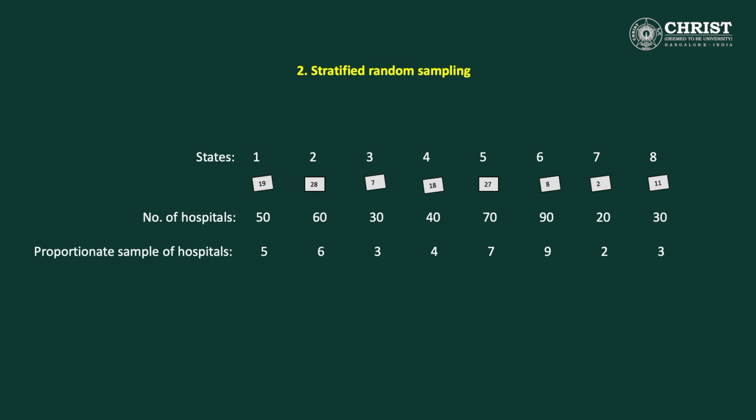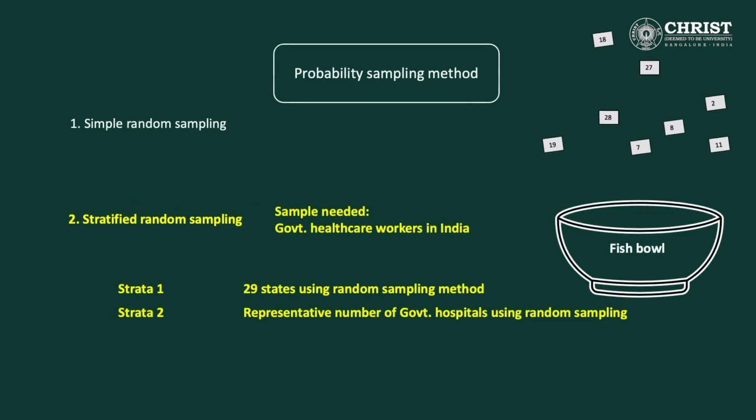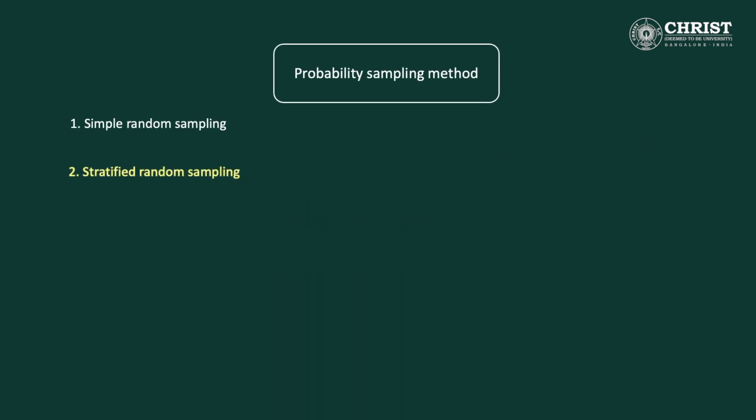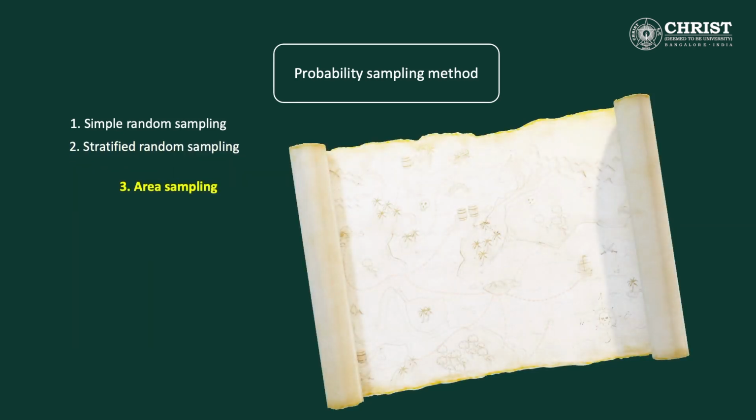This is the second strata. From each of these hospitals, we will randomly choose the participants, again in proportion to the number of healthcare workers. This will become the third strata. In the area sampling method, we will randomly choose the areas, and all the members in the chosen area will become a part of the sample.